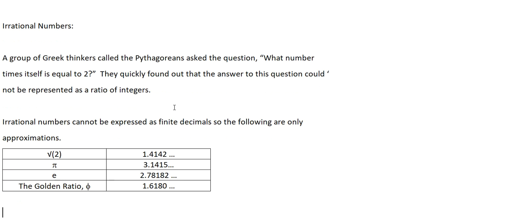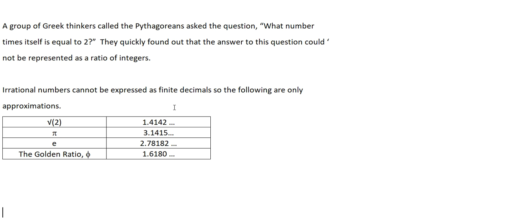The irrational numbers cannot be expressed in a finite decimal form, so the following are only approximations. The square root of 2 is 1.4142, and then there's a whole bunch of numbers after that. It just keeps on going forever. Pi, 3.1415, and it keeps on going forever. E, that's the natural number. It's involved in logarithms and exponents. 2.78182, and it just keeps on going.